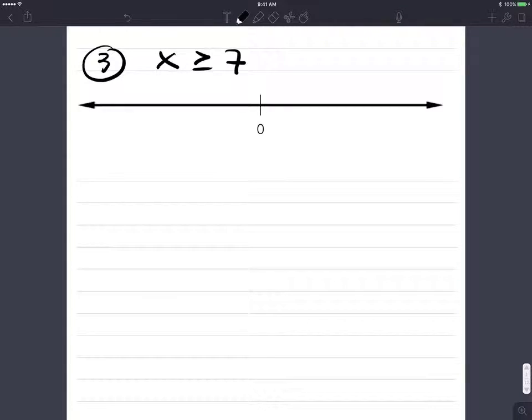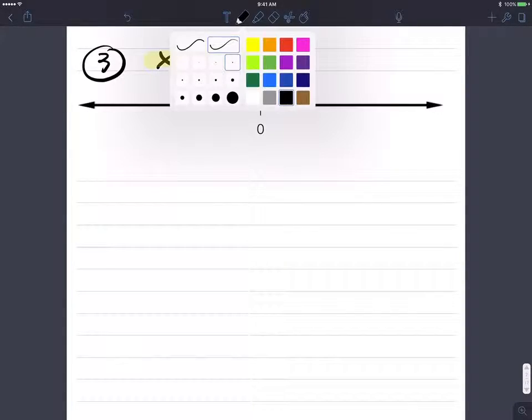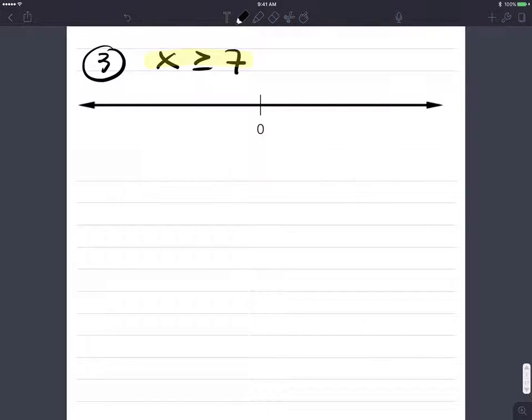We are going to describe numbers that are greater than or equal to 7. Arbitrary numbers x greater than or equal to the value 7. We're going to first start off by locating where the number 7 lives on our real number line. Since 7 is positive, it's to the right of 0, possibly here.